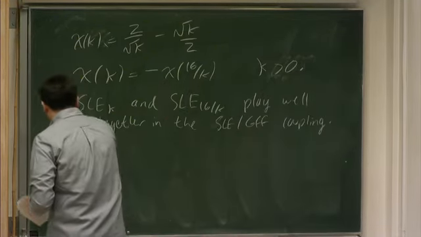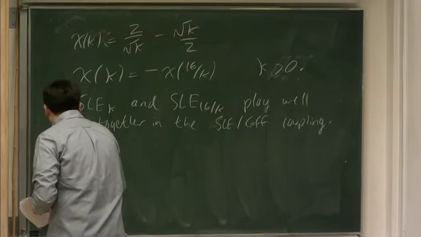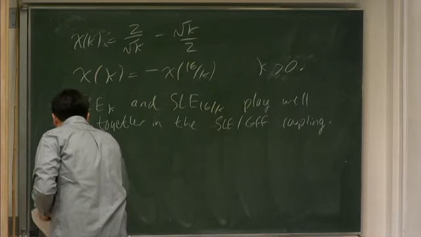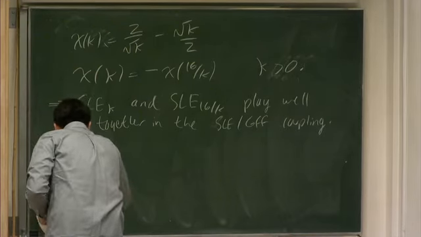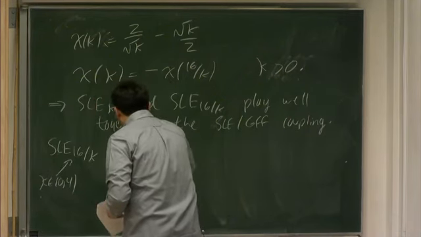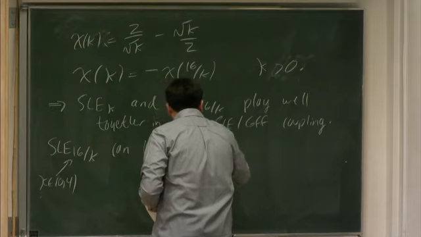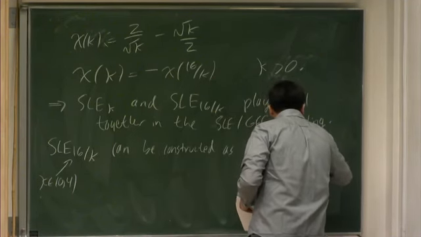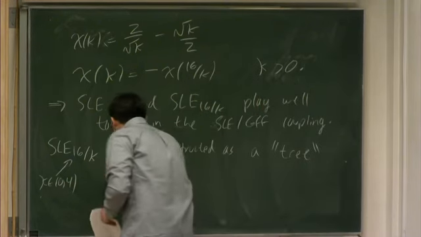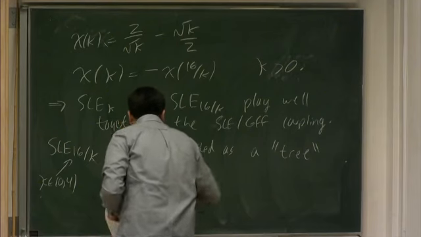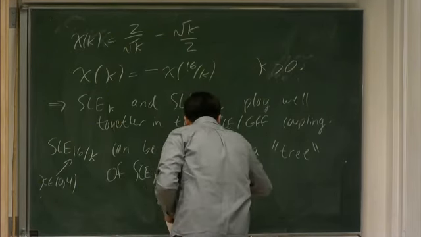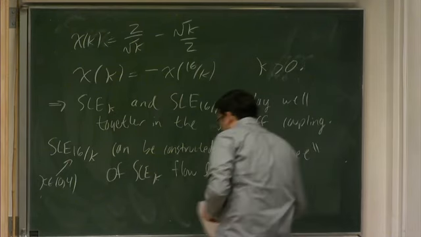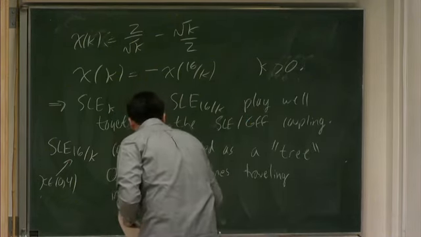The reason for the terminology counterflow line is that it turns out that an SLE 16 over kappa curve, where now kappa is between 0 and 4, can be constructed as sort of a tree of SLE kappa flow lines which go in the opposite direction. And I hope to show you some pictures of this in the last lecture.